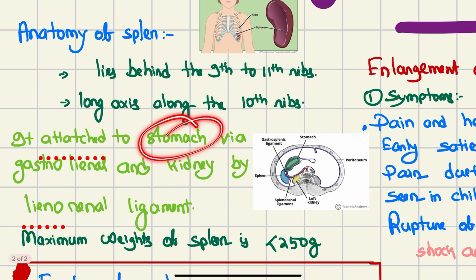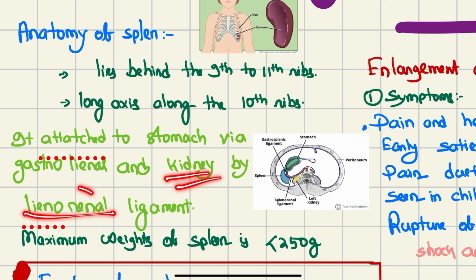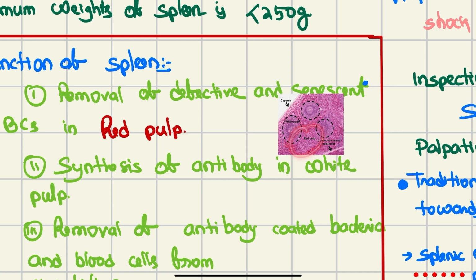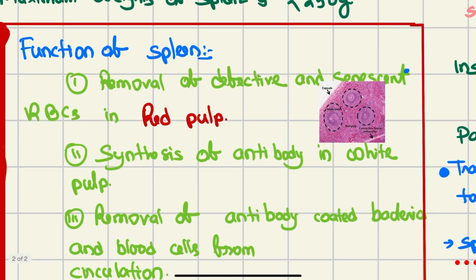It is attached to the stomach via the gastrorenal ligament, which is also called the gastrosplenic ligament, and to the kidney via the lienorenal ligament, which is also called the splenorenal ligament. The spleen contains two types of tissue. One is red pulp, one is white pulp. The red pulp is used in removal of defective and senescent RBCs, and the white pulp is used in synthesis of antibody.